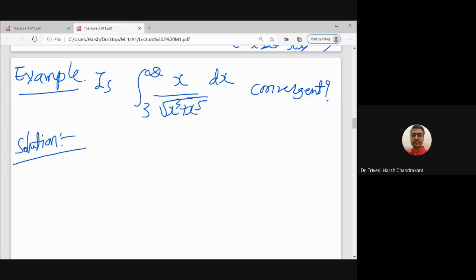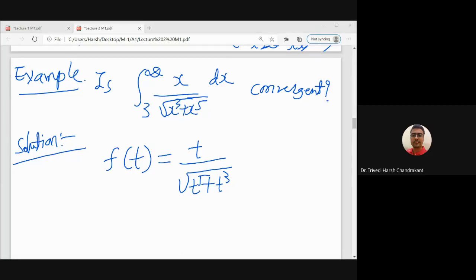So now we need to see whether this function is integrable or not. So let us start by observing this. Here my function is, let us say, in the variable t, if I change the variable, t divided by square root of t power 5 plus t power 3. So basically I need to find the limit as t goes to infinity of this function divided by some other function g(t). Which function shall we compare this particular function with? That is what I want to find.